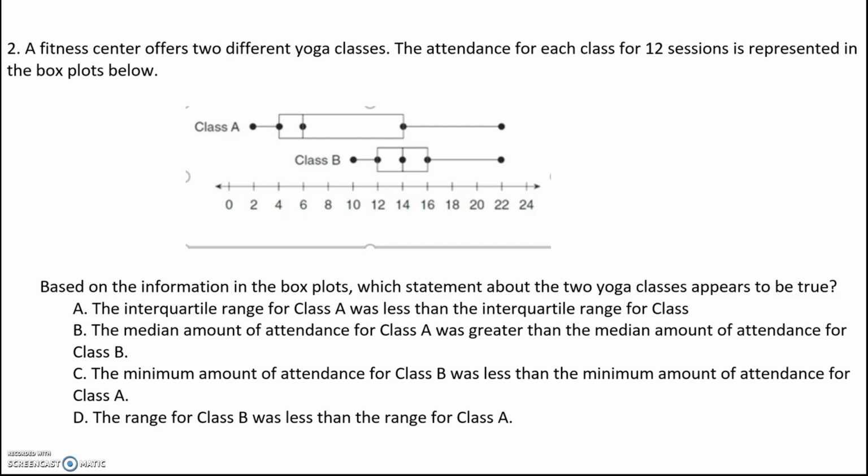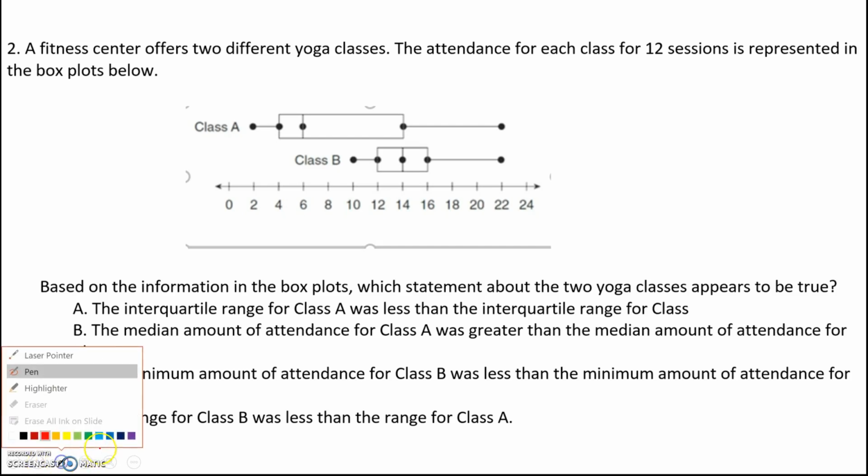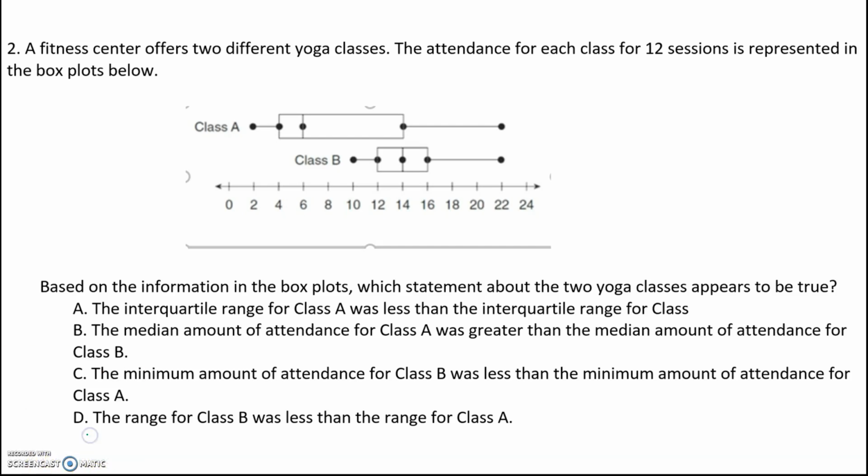Okay, so with box plots, remember we need to be labeling our box plot. So I'm looking at the minimum, it's about 2. First quartile, 4. Median, 6. Third quartile, 14. And then maximum, 22. Okay? So label all of that on your box plot.